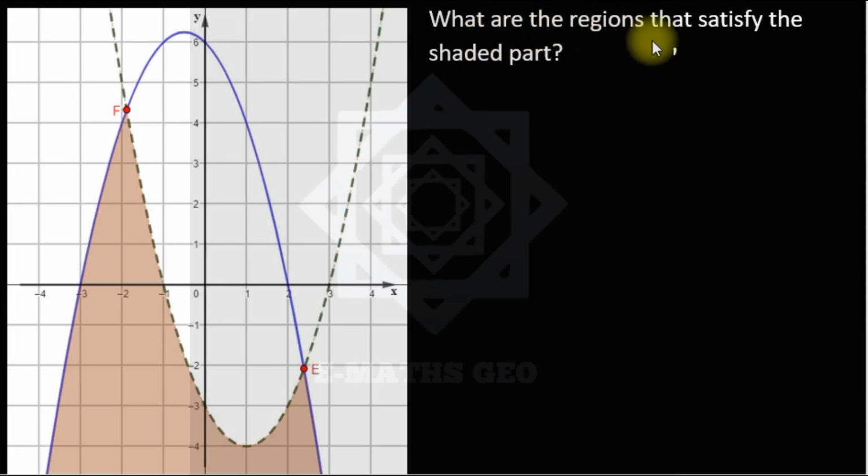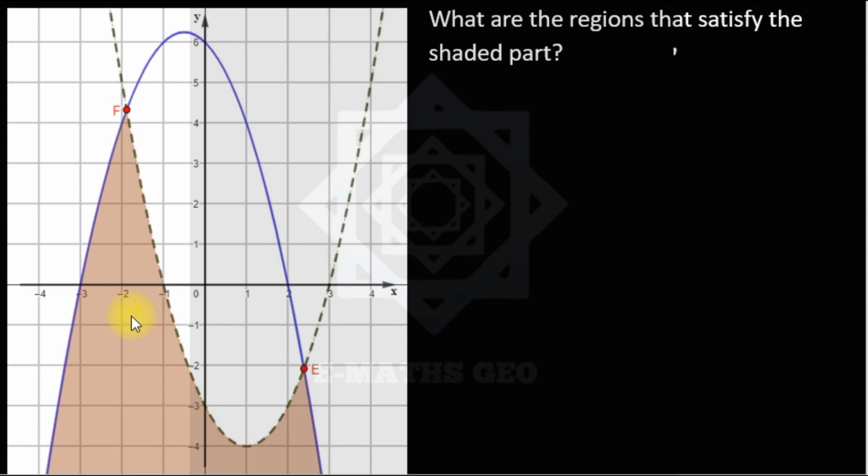We're asked what the regions are that satisfy the shaded part. As you can see, look at the shaded part. We're asked to find the region that satisfies that. Common sense will tell us that this is an inequality question. So what we're going to do is first look at the shaded region, which is this part.